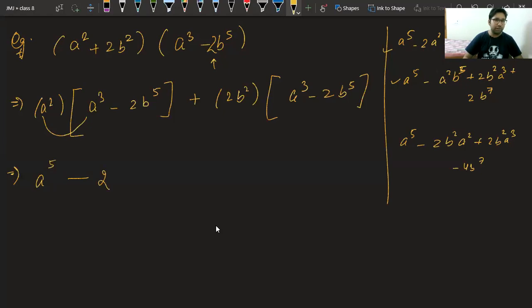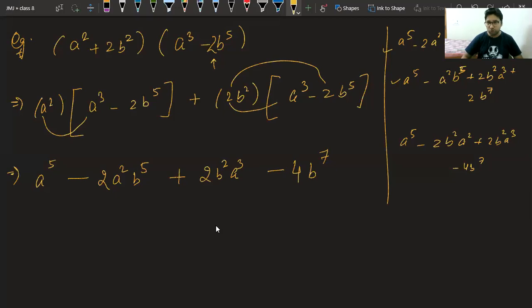First 2 will remain. Then a square will remain. B power 5 will come. Then we have plus sign. 2 into 1 is 2 only. Then we have b square a cube. Then we have minus sign. 2 2s are 4. Then b square and b power 5 become b power 7.